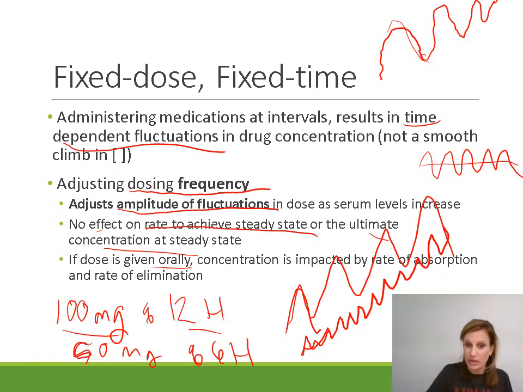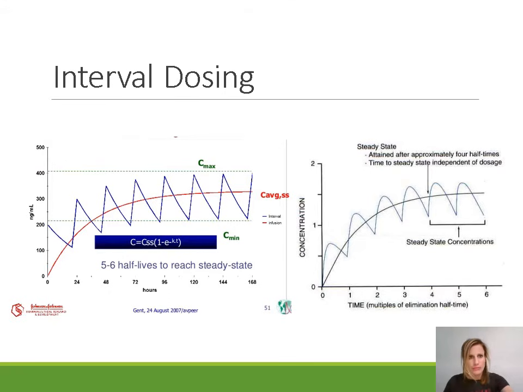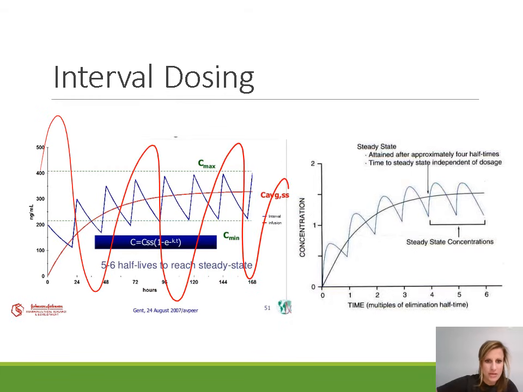If the dose is given orally, the concentration's impacted by the rate of absorption as well as the rate of elimination. Right? How fast do you take it in? How fast do you get rid of it? Here you guys see a couple graphs of fixed dose, fixed interval dosing. And you can see how the concentration kind of increases to get to steady state. Again, this 5 to 6 half-lives, we're going to just stick with 4 to 5, which this one is showing you, approximately 4 half-lives this drug took to get to steady state.